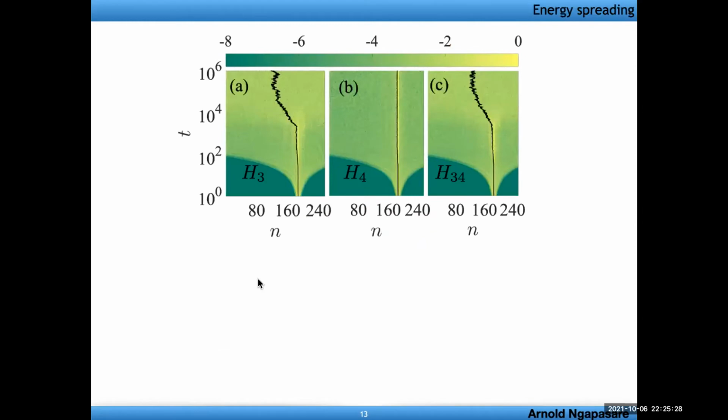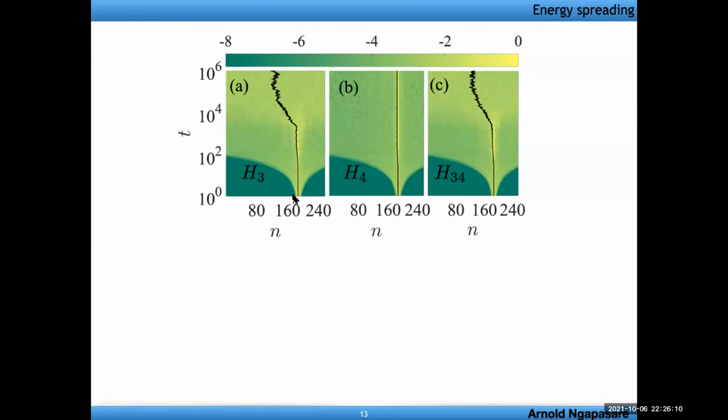So here I'm now showing you the results for energy spreading for the three cases that I have. For all these three cases, I'm using the same energy, which is 0.2. Here I'm showing you H3 and H4 and H3-4. On the vertical axis, we have time, and on the horizontal axis, it's an index of the size of the lattice. For this energy, we can see that the dynamics of H3 and H4 are similar, and they start to spread to the rest of this lattice.